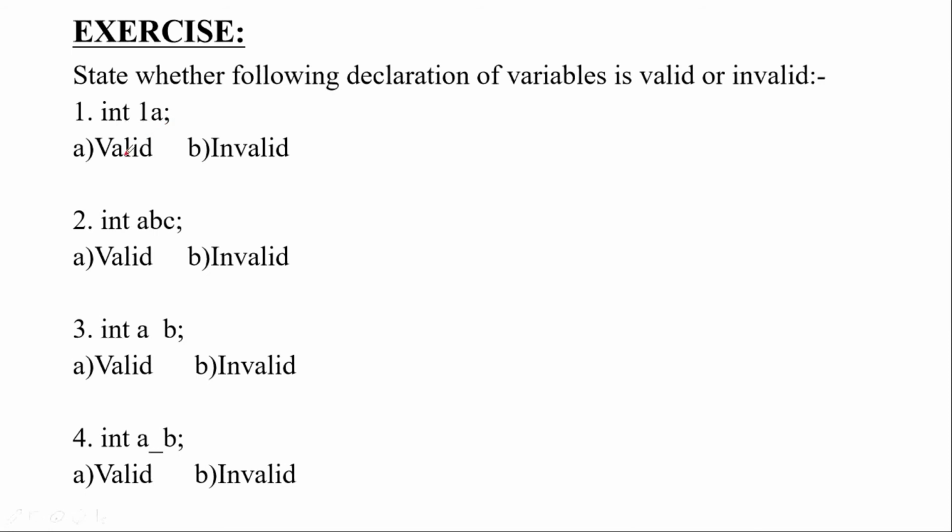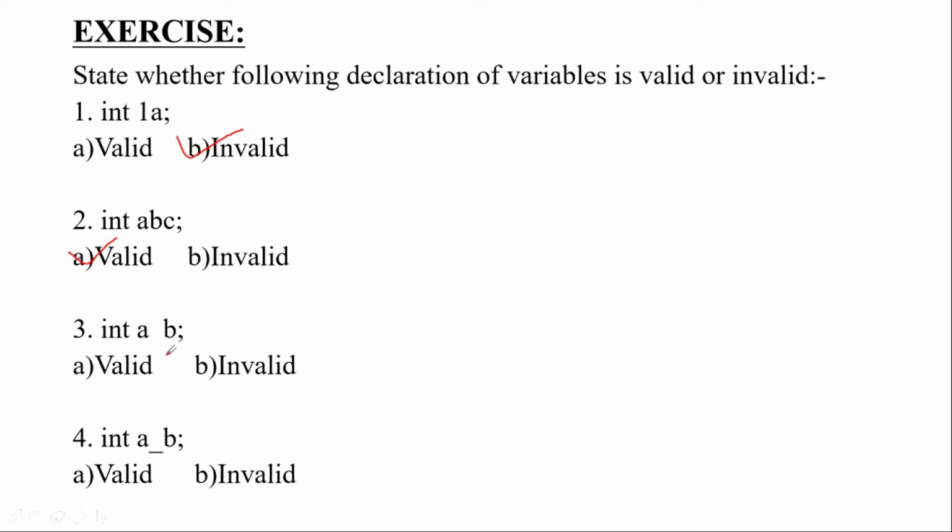int 1a, is it valid or invalid? This is invalid because, as I told you, the variable name should not start with a number. Here 1 is a number, so this is an invalid declaration. Now the second one, int abc. Is this valid or invalid? This is a valid declaration, because it is not starting with a number and there is no space.